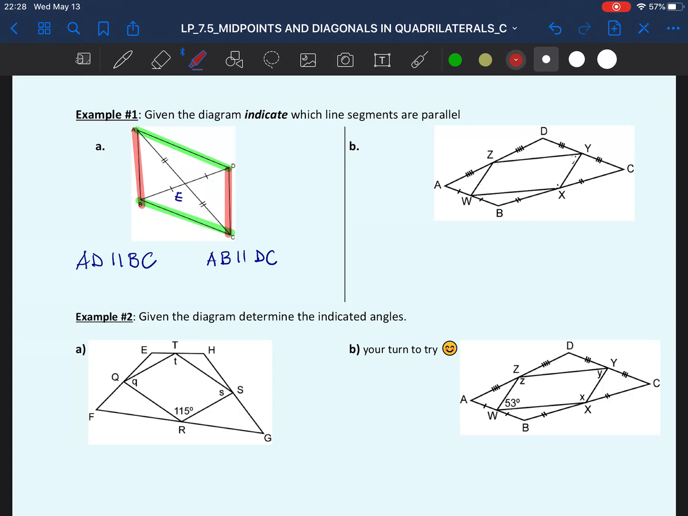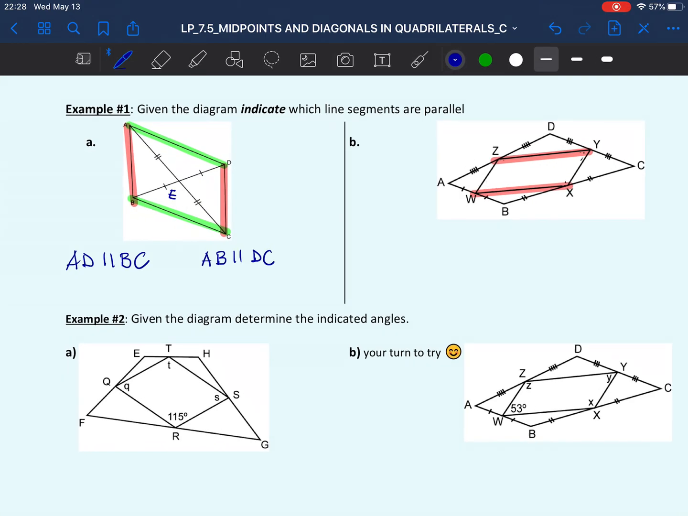So therefore, we'll say that ZY and WX must be parallel. And also, WZ and YX must be parallel.